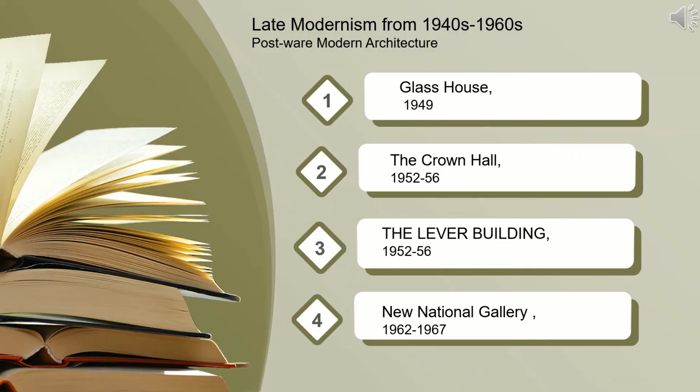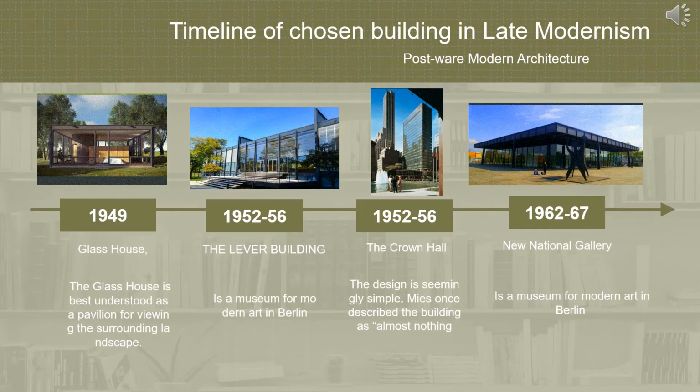Late Modernism from 1940 to 1960, post-war modern architecture. Timeline of a chosen building in late modernism. The first building is the Glass House in 1949. The second building is the Lever Building from 1952 to 1956. The third building is the Crown Hall in 1952 to 1956. And the last one is the New National Gallery from 1962 to 1967.